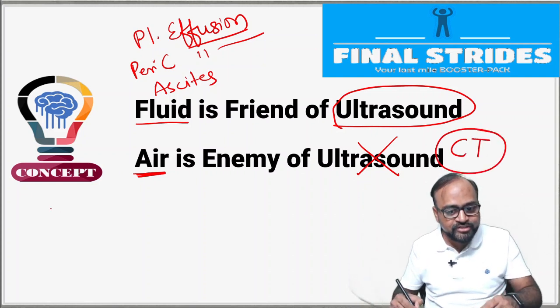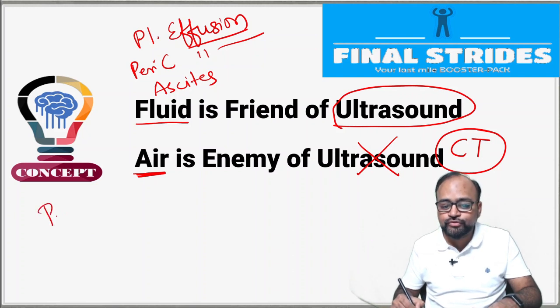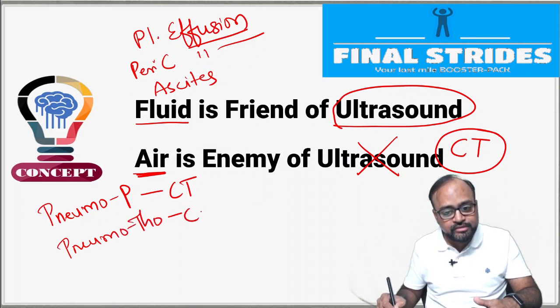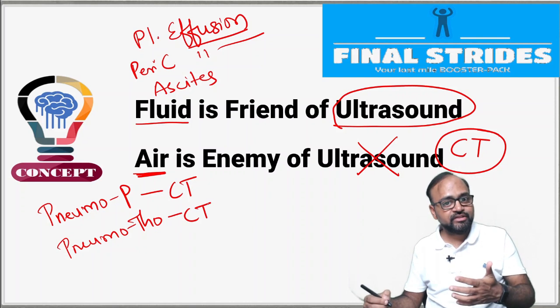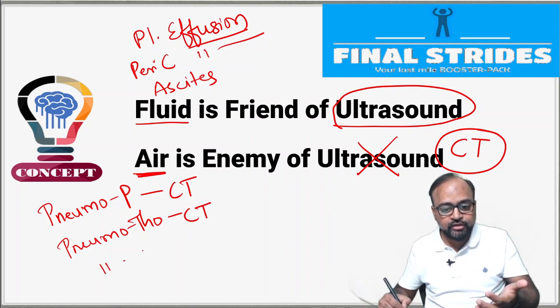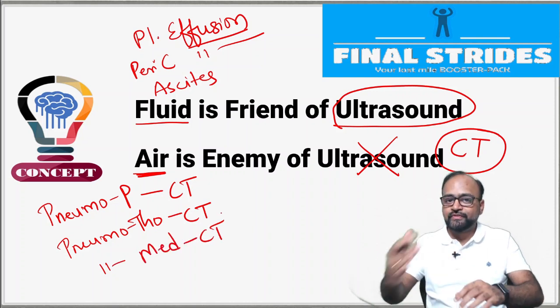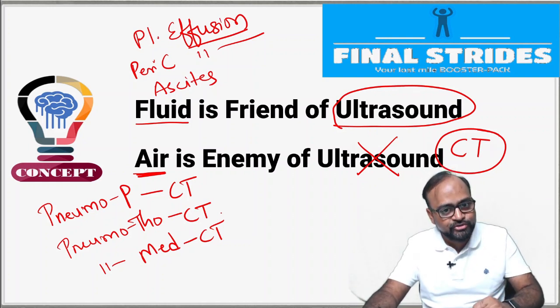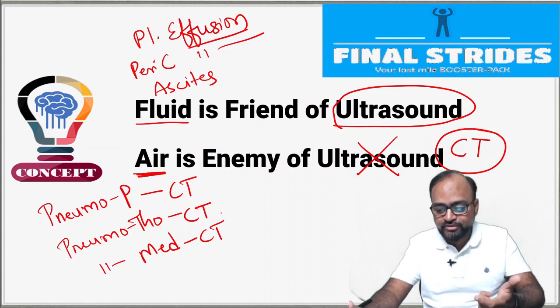So what will be the investigation of choice for pneumoperitoneum? It will be CT. Similarly, investigation of choice for pneumothorax will be CT. Though expiratory chest x-ray is considered to be better for detection of pneumothorax, CT is the investigation of choice. Similarly, for pneumomediastinum, the investigation of choice will be CT. Fluid is friend of ultrasound, air is enemy of ultrasound is a very interesting anecdote we have discussed in our marrow videos as well. This will help you crack a lot of different questions in your exams.